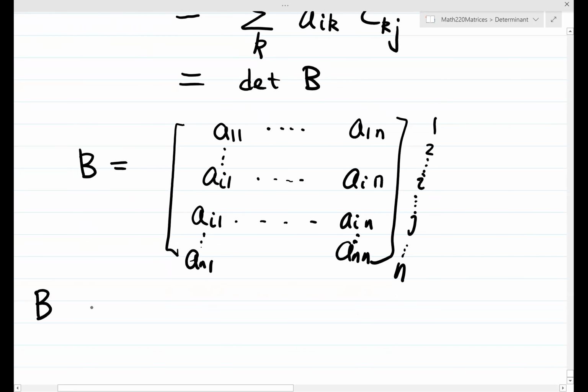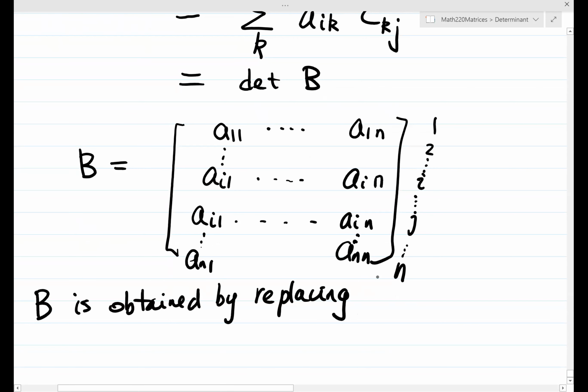B is obtained by replacing the jth row of A by the ith row of A.